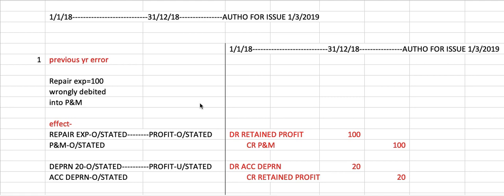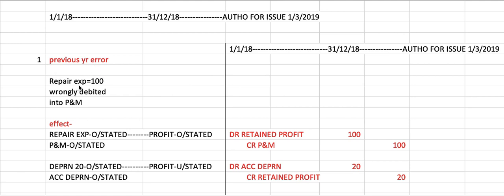An annual repair of plant and machinery costing 100,000 had been wrongly debited to plant and machinery account on 4 January 2017. If you look at the question, this is a published account for the year ended 31st December 18, meaning that the opening would be 1st January 18. So 4 January 2017 is the last financial year, the previous year. So this is considered a previous year error.